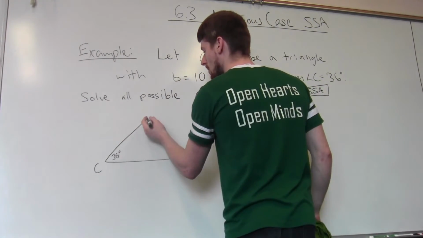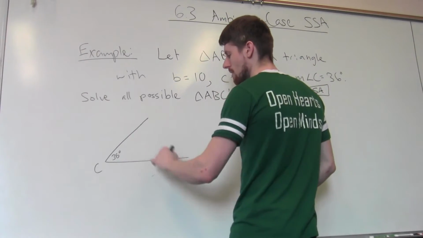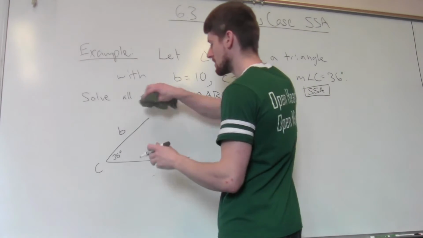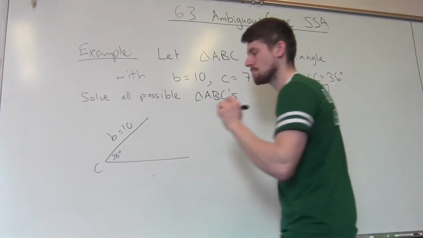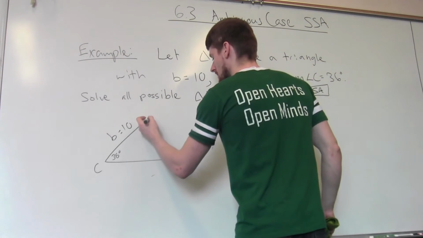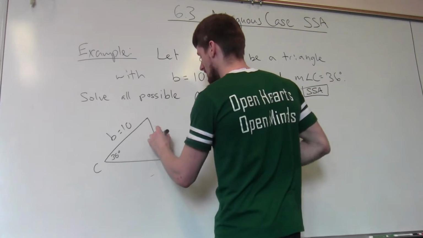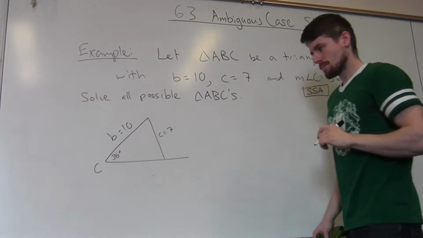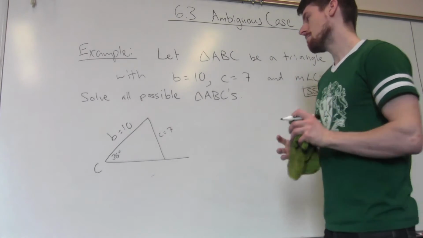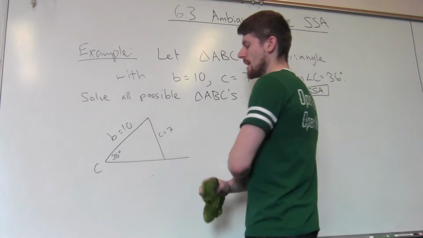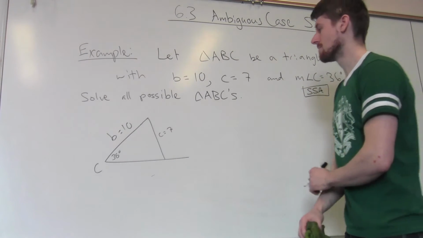And then the other important place is where to put B. This is the side we don't know, so this must be b, which is equal to 10 units. So there's B. And then this is 7, c equals 7. Okay, so now we have to determine, first and foremost, if it can even be a triangle, and if there's multiple triangles, or if there's only one triangle.